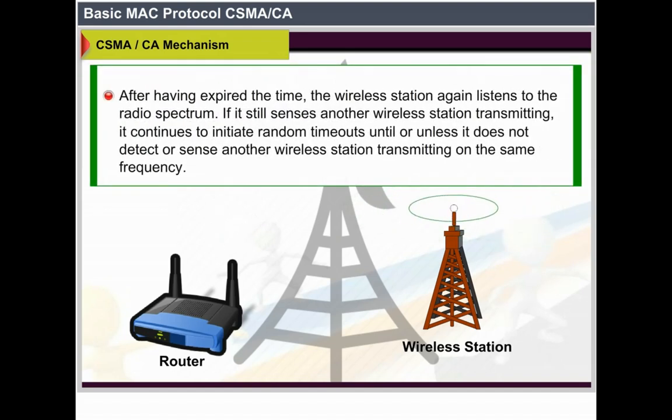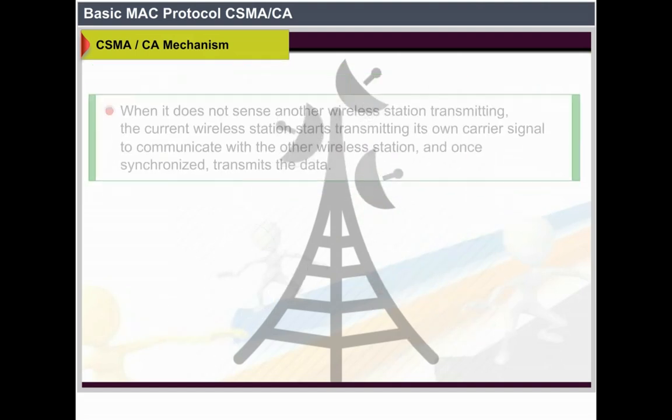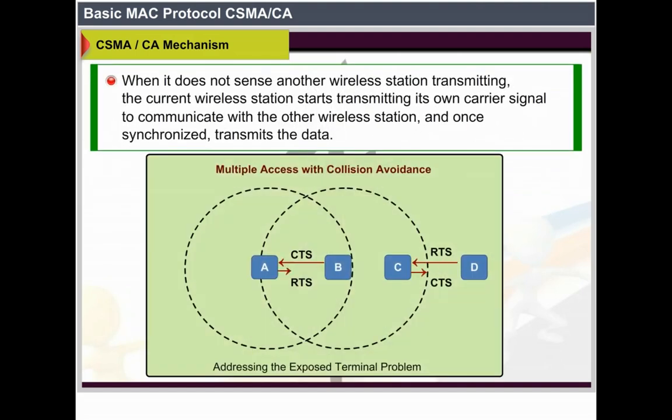After the timeout has expired, the wireless station again listens to the radio spectrum, and if it still senses another wireless station transmitting, it continues to initiate random timeouts until it does not sense another wireless station transmitting on the same frequency. When it does not sense another wireless station transmitting, the current wireless station starts transmitting its own carrier signal to communicate with the other wireless station, and once synchronized, transmits the data.